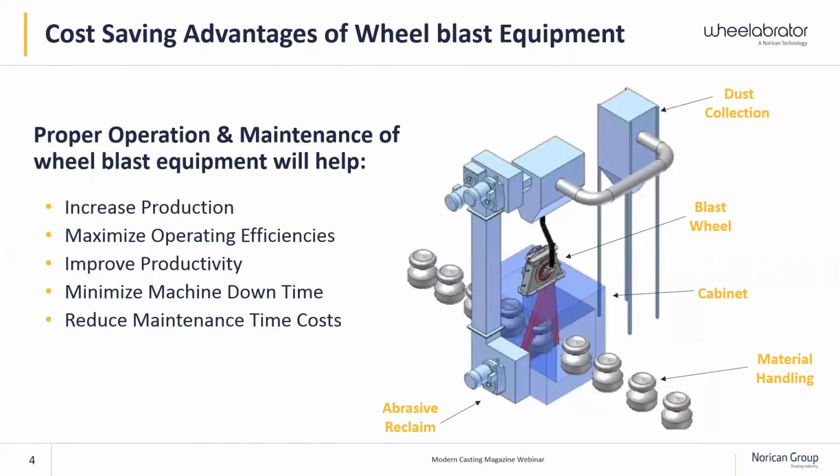Real quick, a recap. Everybody that has seen a shot blast machine is aware of the components that go into them. They all have a blast machine, a material handling section, the blast cabinet, and abrasive reclaim, which has different variables that we'll talk about lightly. You've got your elevator, your separators, and a dust collector system. If you're running all of these systems properly, it's going to help you increase your production, maximize your operating efficiencies, and improve your productivity. One of the biggest ones is to minimize machine downtime, and reduce the maintenance time and cost associated with any downtime.